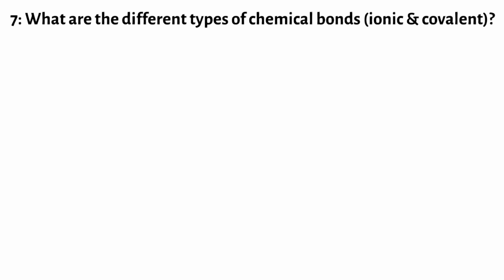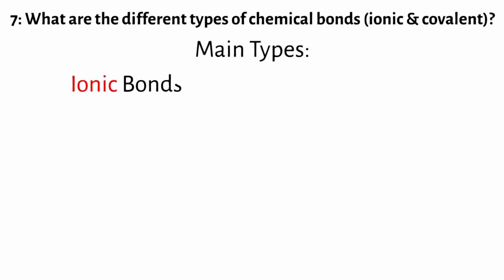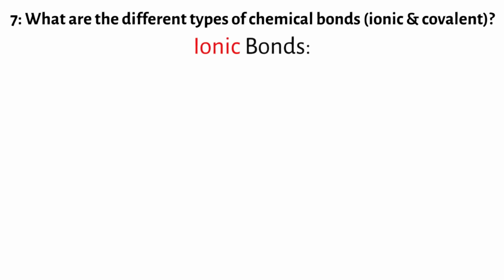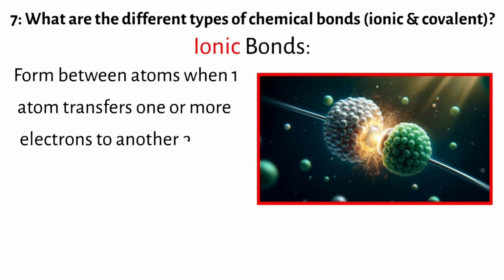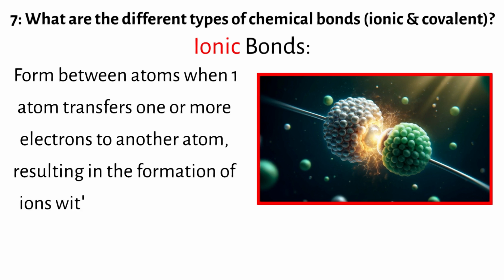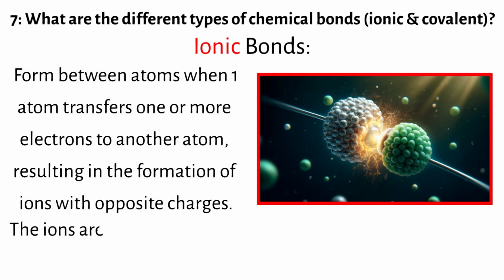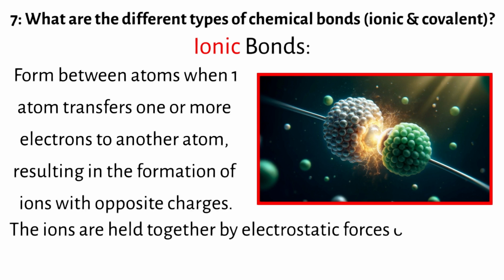Number 7. What are the main types of chemical bonds? The main types of chemical bonds are ionic and covalent bonds. Ionic bonds form between atoms when one atom transfers one or more electrons to another atom, resulting in the formation of ions with opposite charges. These ions are held together by electrostatic forces of attraction.